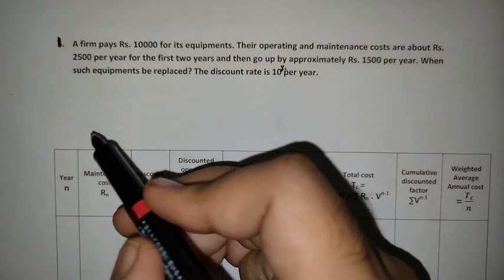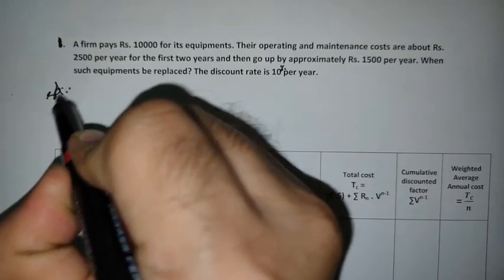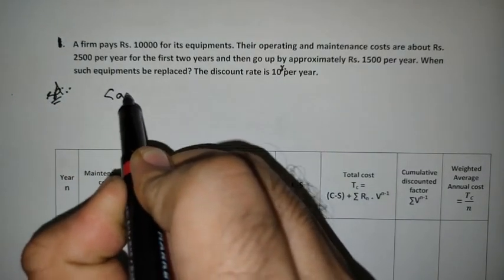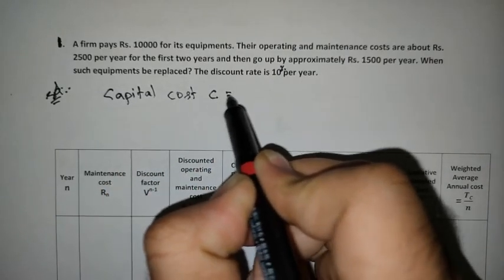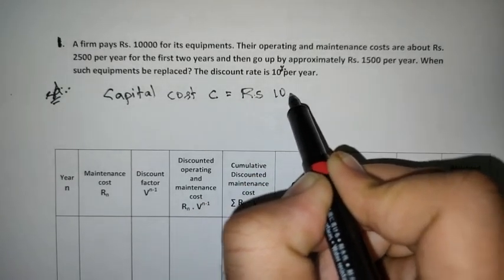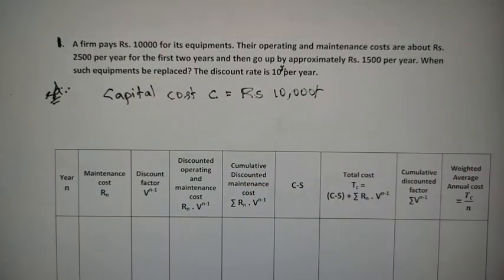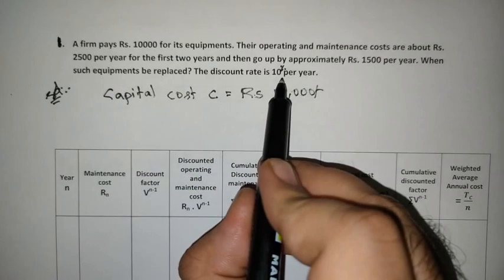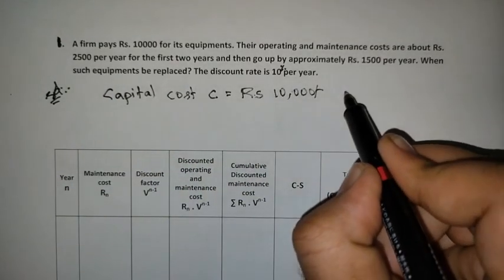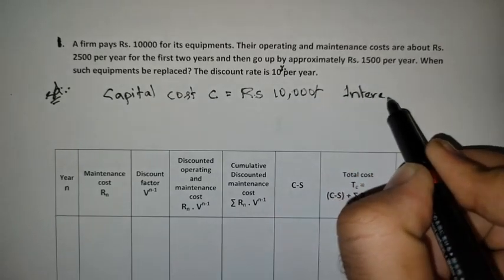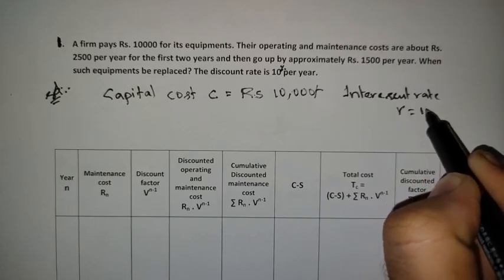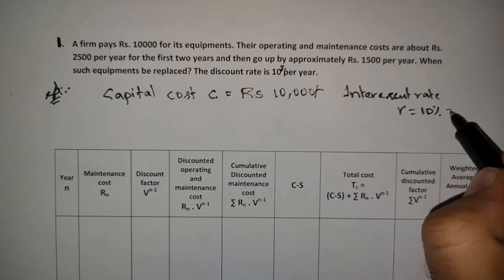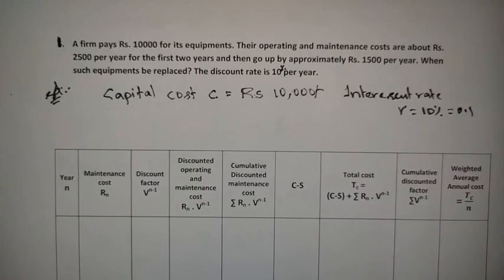So here the capital cost of the equipment was given. So capital cost, denoted by C, is equal to 10,000 rupees. That was given to us. And next he has given us the interest rate. So interest rate R is equal to 10%. So 10% means 0.1.